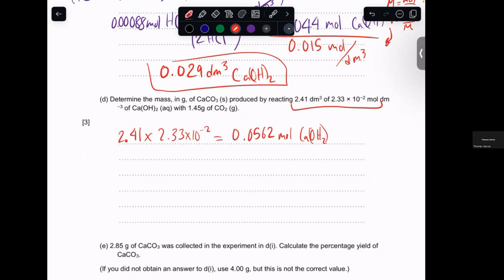Once we do that, we can find the moles of carbon dioxide. And we know for carbon dioxide, we have 1.45 grams of CO2. We take 1.45 divided by 44.01 grams for 1 mole. And that gives us a total of 0.0330 moles CO2. You'll notice I am very, very strictly keeping my significant figures.